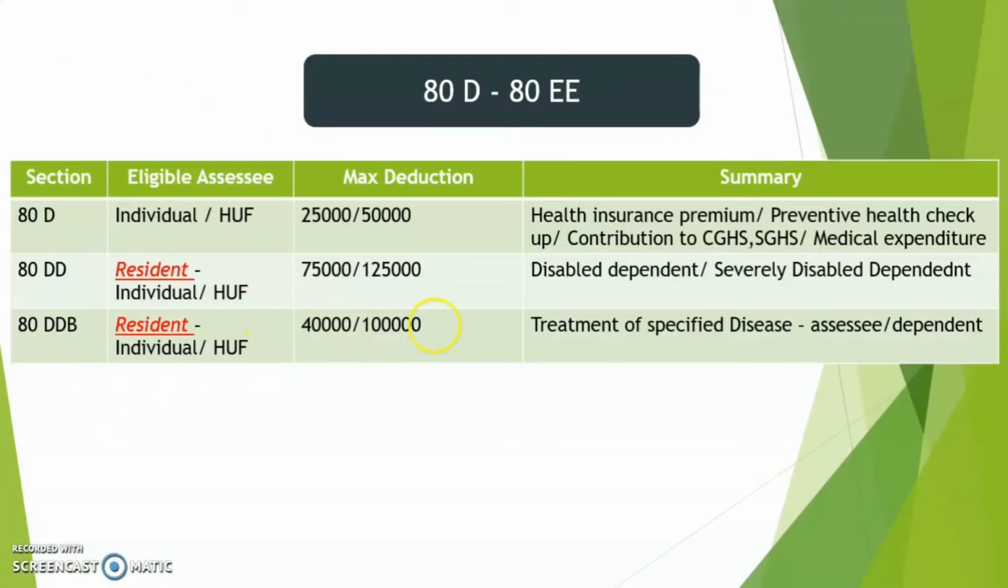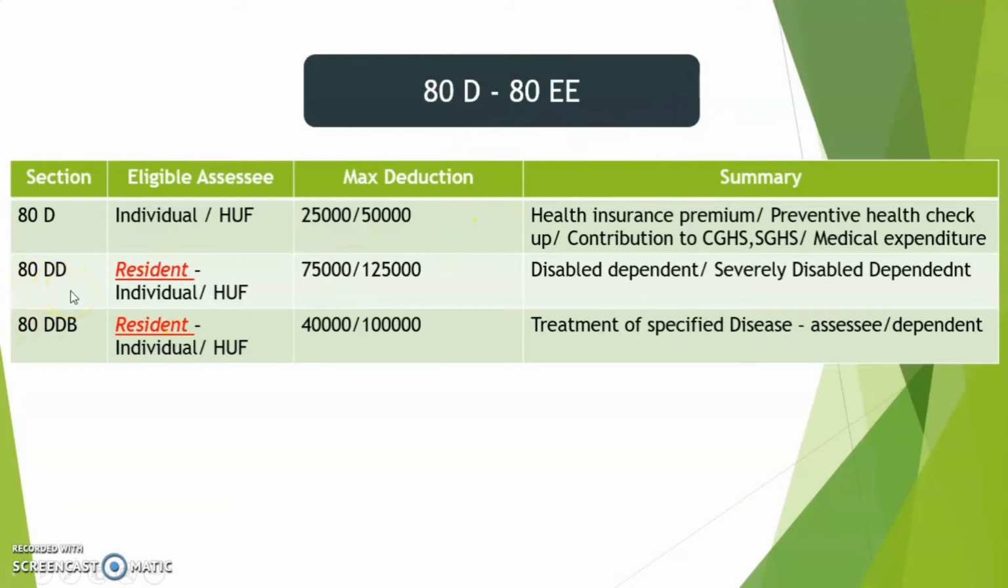Let me take the first table. So 80D covers health insurance premium, preventive health checkup, contribution to CGHS, SGHS or notified health schemes, and medical expenditure for a resident senior citizen. The deduction is available for individual and HUF. Residency is not a matter. The deduction will be a maximum of 25,000 or 50,000 based on the age of the parties. For an individual, the class of parties are family and parents. Family are self, spouse and dependent children. And the parents, dependent or not, it's regardless. So that's the deduction available.